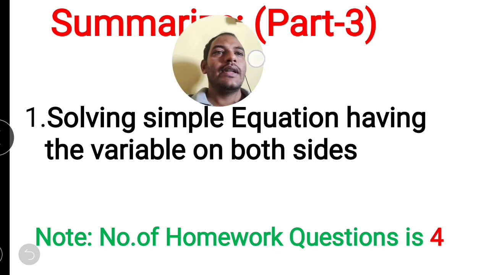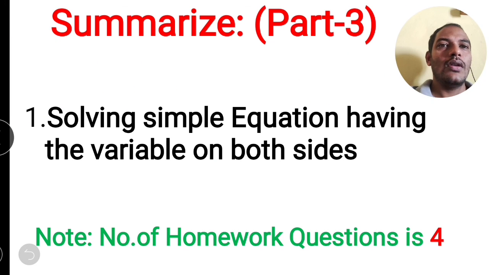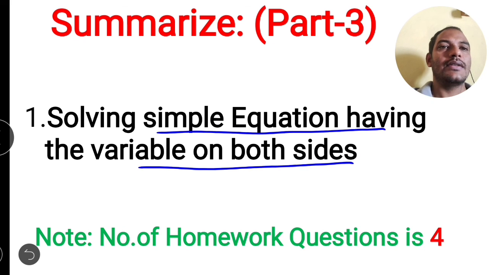So what we have learned in this class: solving simple equations having the variables on both sides. So we completed some related questions in this class, and I gave 4 homework questions.